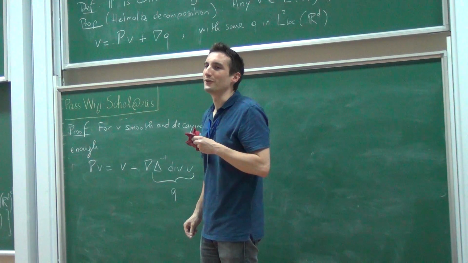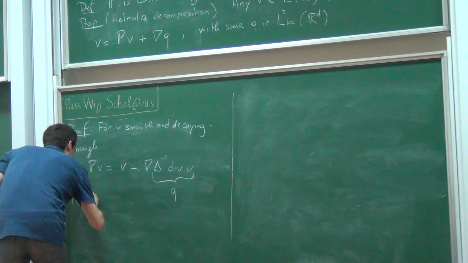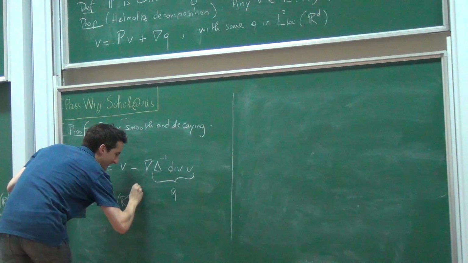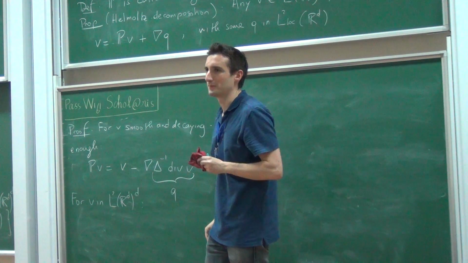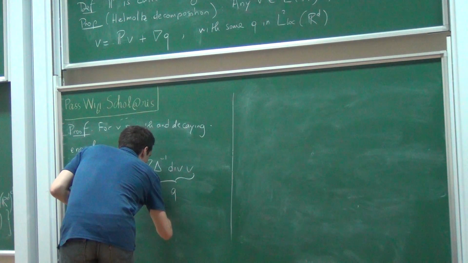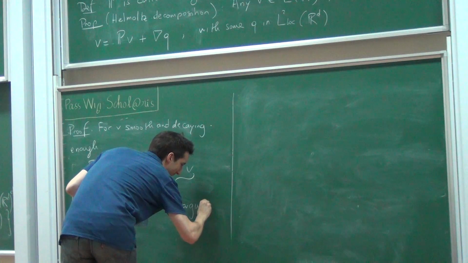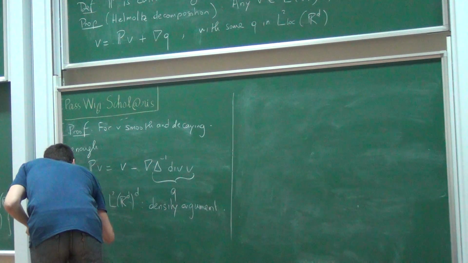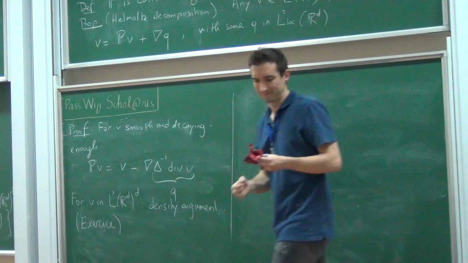Then when V is only in L2, you can use a density argument. But there is a subtlety, and I will leave it to you as an exercise. Not so easy.